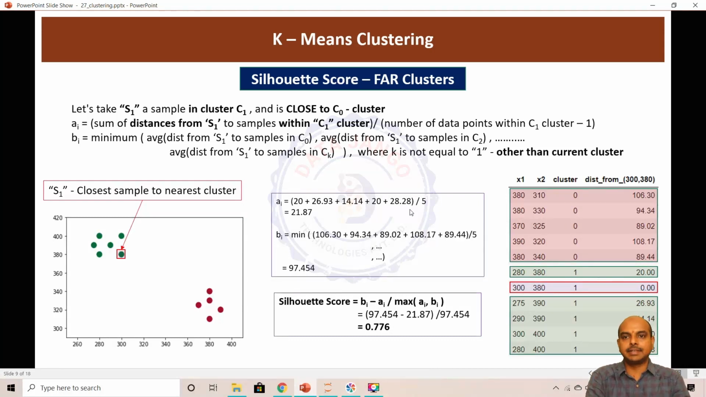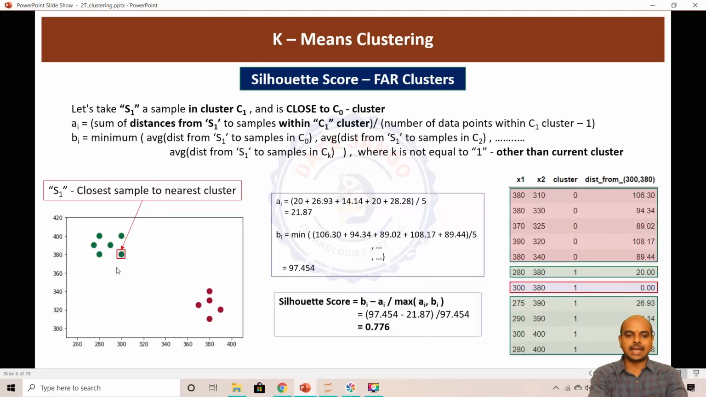ai is the average of the distances within the cluster, between the data point and the other data points within the cluster. If you see this, there is a green cluster and there is a maroon cluster, right? So I have chosen this S1, a data point which is close to the maroon cluster. And to calculate ai, I need to calculate distances between this data point and all the other data points. If you see this here, this is the data point, 300 and 380, and the cluster it belongs to is 1, green is 1 and maroon is 0.